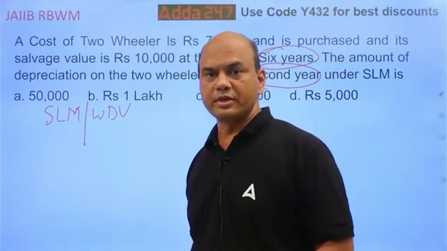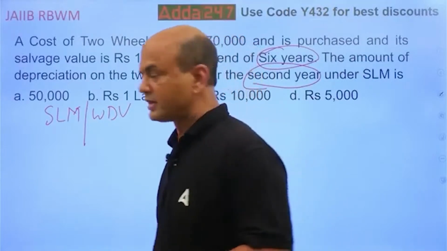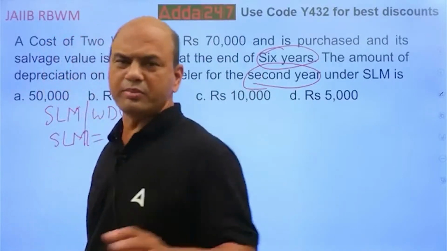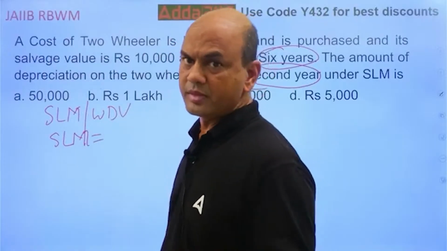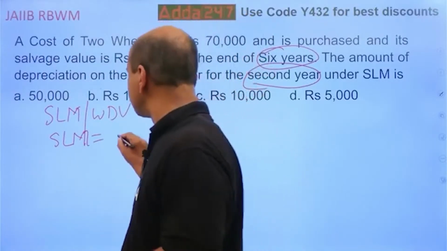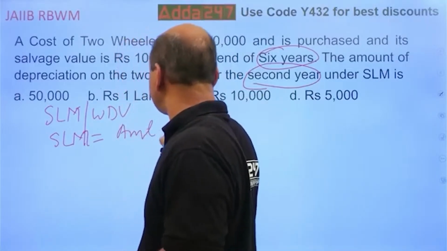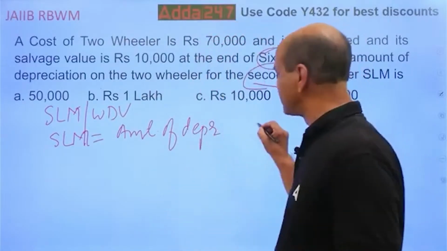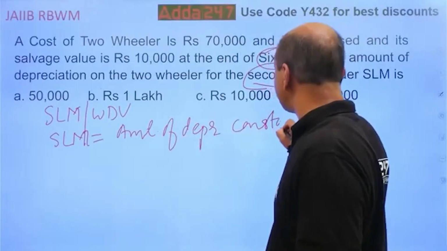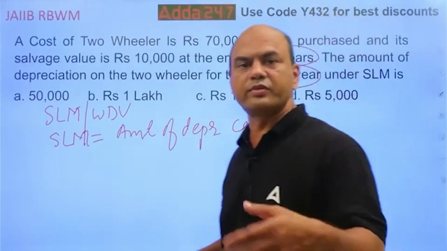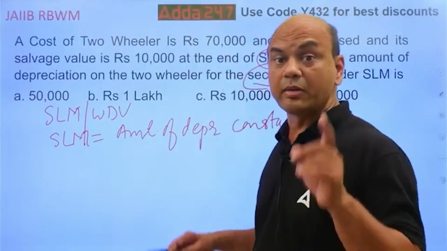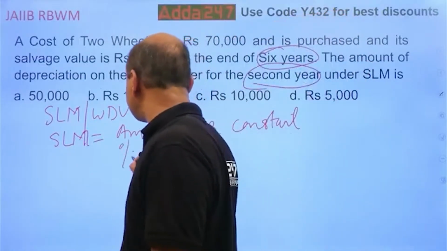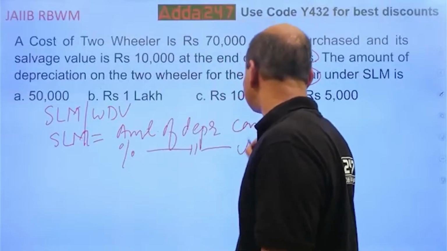So, what is SLM? Kindly understand the meaning of SLM. In SLM method, there are 2-3 important points. One, the amount of depreciation is always constant. Constant means what is there for first year will be the same for second, third, fourth, fifth, sixth. All the years the amount of depreciation will be constant. Percentage of depreciation changes.